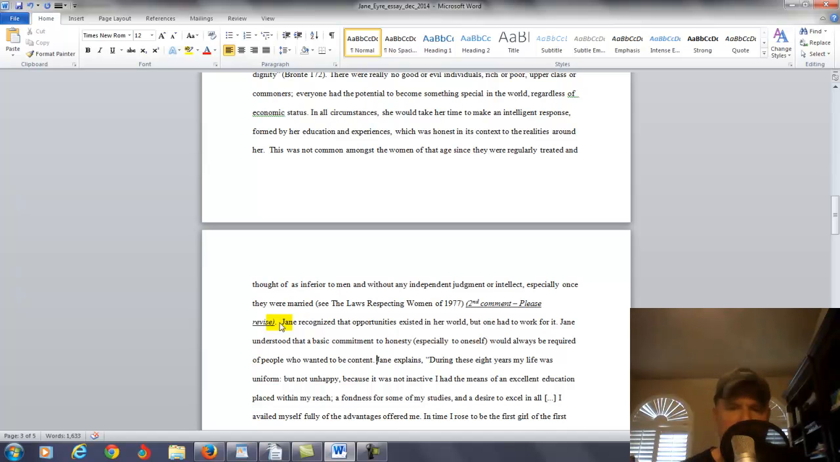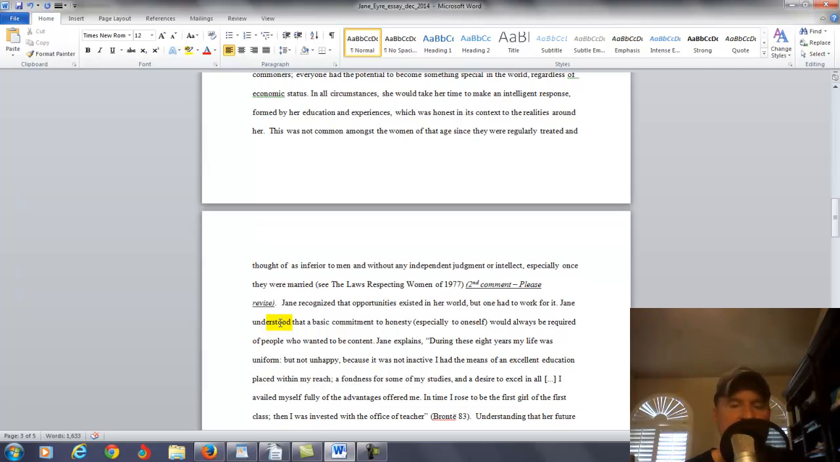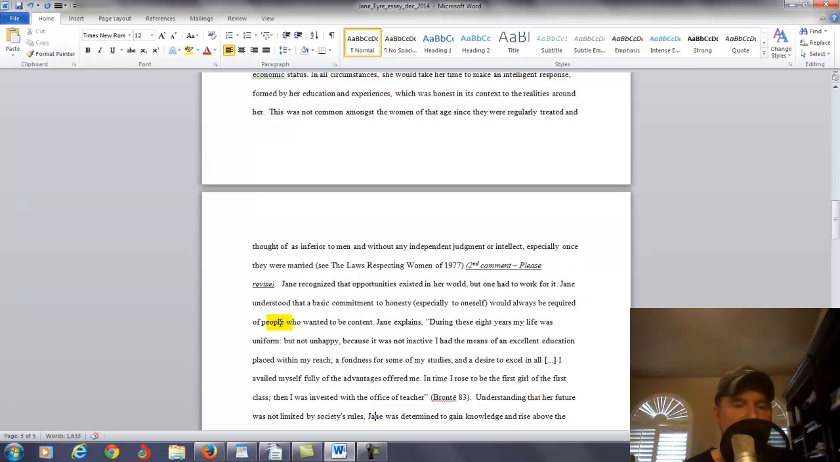So let's look at the quote. During these eight years, my life was uniform but not unhappy, because it was not inactive. I had the means of an excellent education placed within my reach, a fondness for some of my studies, and a desire to excel in all. I availed myself fully of the advantages offered me. In time, I rose to the first place of the first class. Then I was invested with the office of teacher.